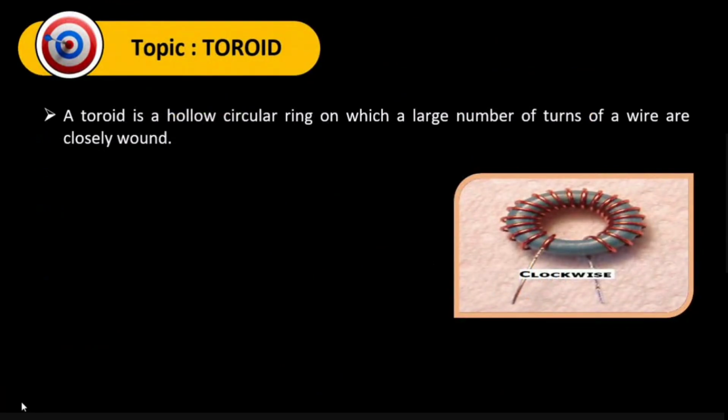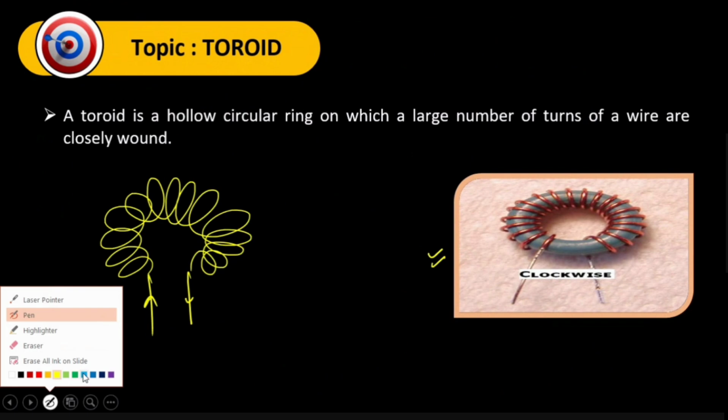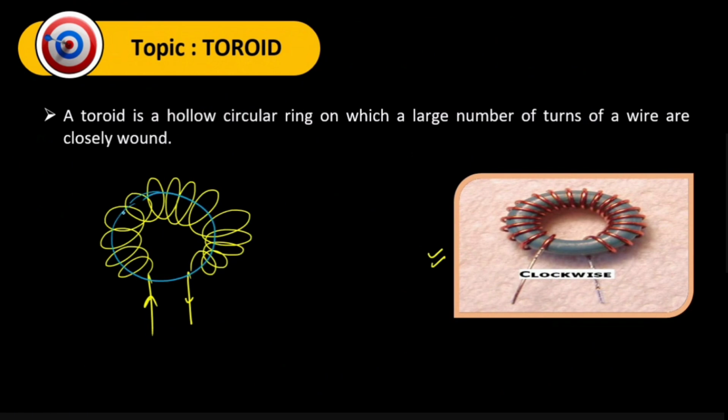The next topic we have is the toroid. A toroid is what you get when a solenoid is arranged in such a way that it forms a circle like this. Just imagine it this way: there must be some entrance of the current and some exit of the current, so this wire must be arranged in such a way. And here, the most important thing is that the magnetic field we observe is circular.